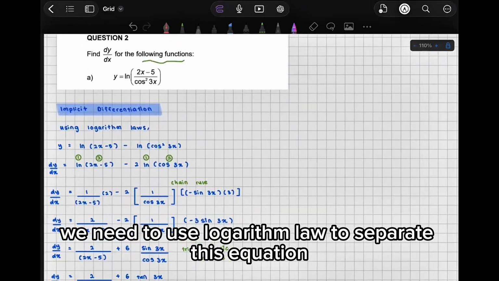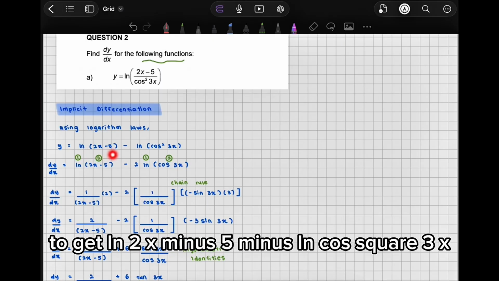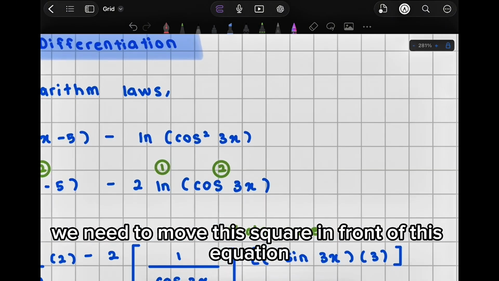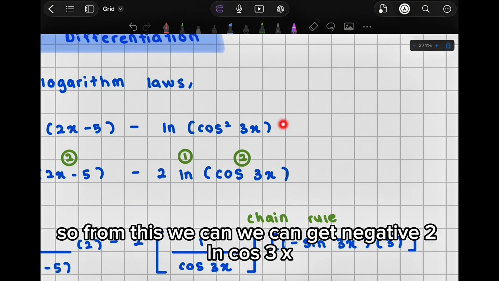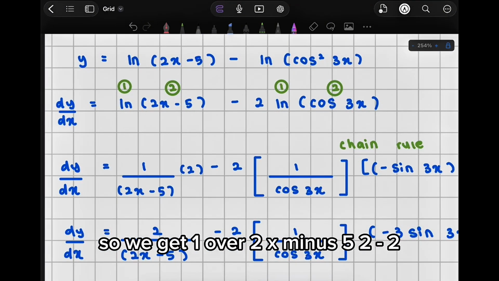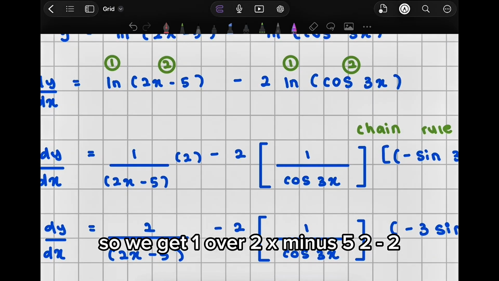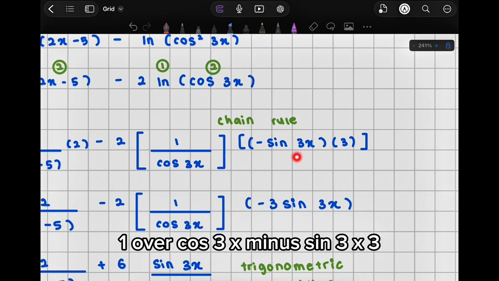So firstly, we need to use the logarithm law to separate this equation to get ln(2x minus 5) minus ln(cos squared 3x). Before differentiating, we need to move this square in front of the equation so we can differentiate it easily. So from this, we get negative 2 ln cos 3x. So we can differentiate this whole equation as usual. So we get 1 over (2x minus 5) times 2, minus 2 times 1 over cos 3x times negative sin 3x times 3.